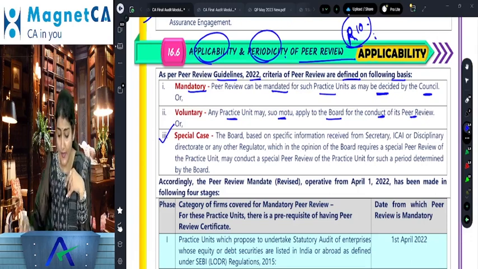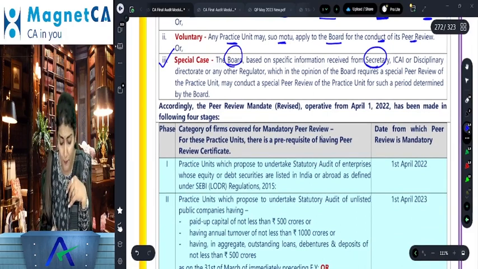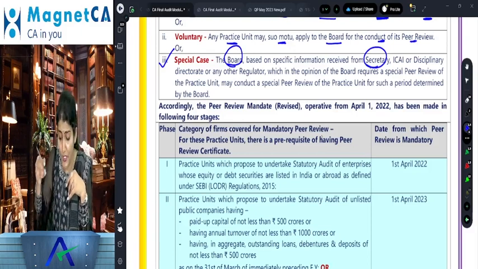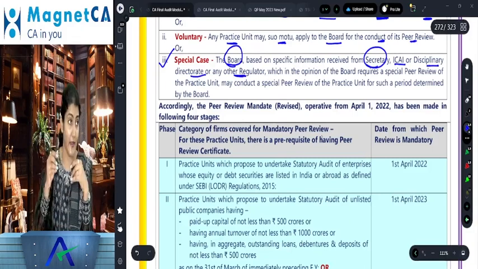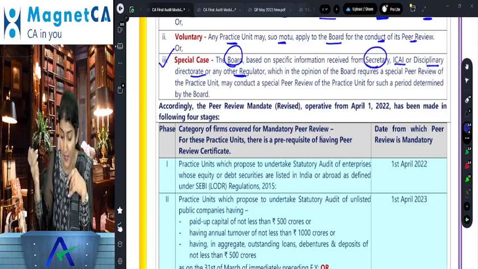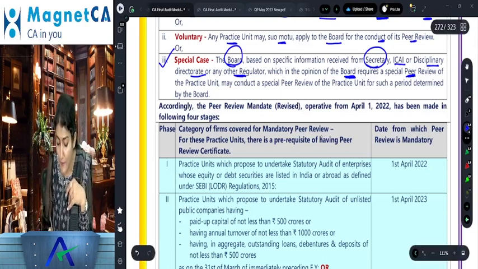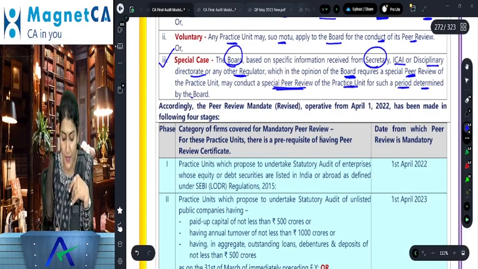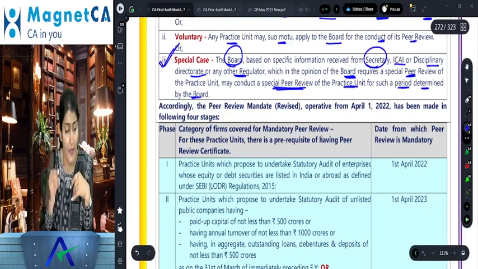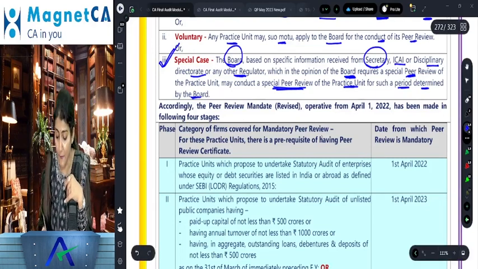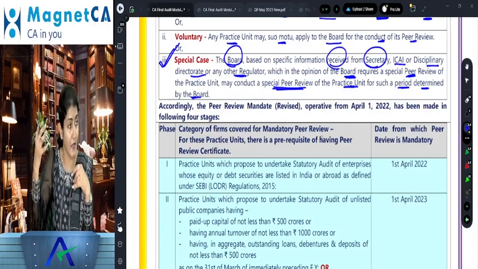What is the special case that they are talking about over here? The board, based on information received from the secretary. Which board? Peer review board. Based on information received from the secretary, the ICAI, the disciplinary directorate, or any other regulator, like say SEBI, FEMA, IRDA, RBI, which in the opinion of the board requires a special peer review of the practice unit, may conduct a special peer review of the practice unit for such period as determined by the board. So one is mandatory, second is voluntary, and third is the special case, where a request is received from the secretary, ICAI, disciplinary directorate, or any other regulator, then they may conduct a special peer review.